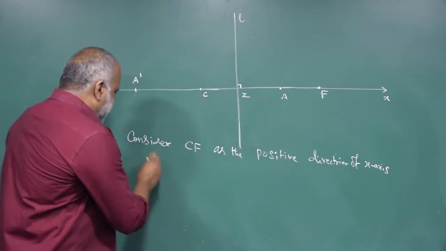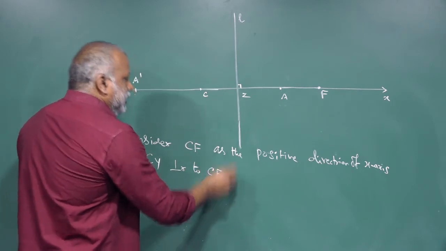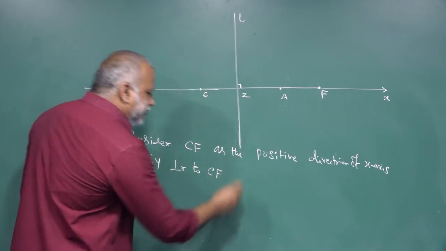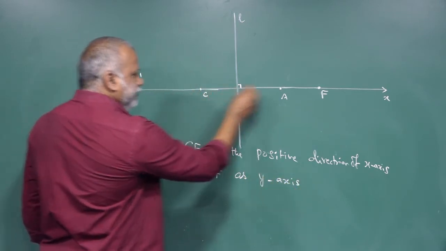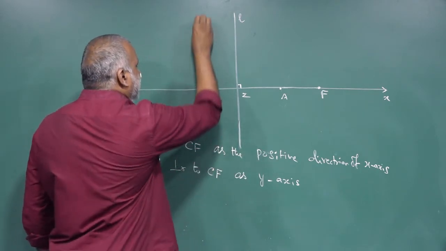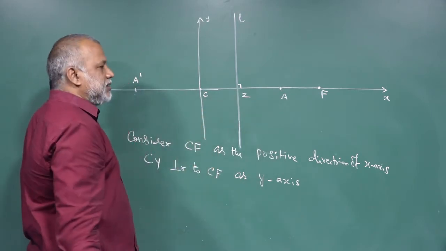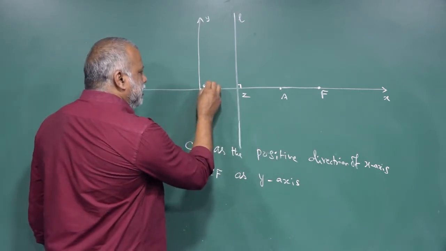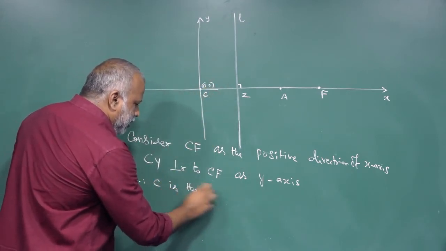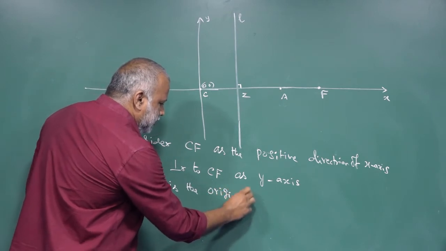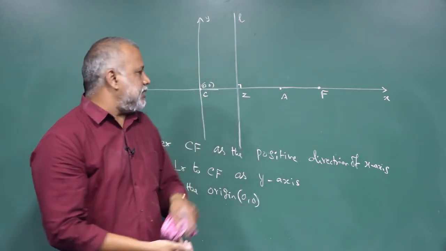After that, CY perpendicular to CF as y-axis. Now we are going to draw another line CY which is perpendicular to CF as y-axis. Therefore automatically C has to be the origin (0, 0), because the meeting place, the point of intersection of x-axis and y-axis, is nothing but the origin.